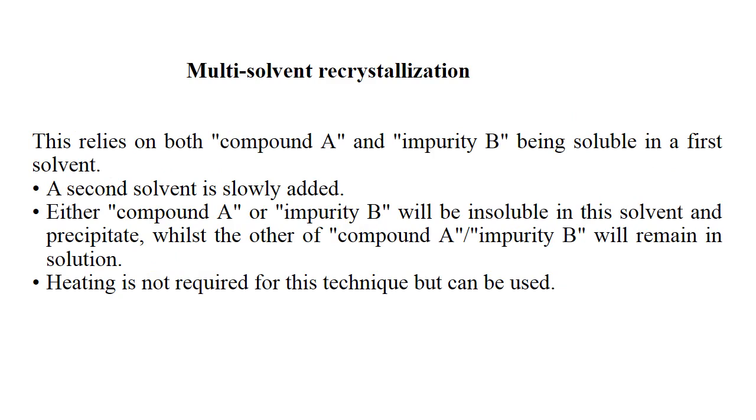Multi-solvent recrystallization. In multi-solvent recrystallization, we use more than one solvent. The two solvents which are used, or more than two solvents. There are two possibilities which will be discussed here. This relies on both compound A and impurity B being soluble in a first solvent. The method is the same as above, but where two or more solvents are used. The second solvent is slowly added. Either compound A or impurity B will be insoluble in this solvent and precipitate, while the other will remain in solution. Heating is not required for this technique, but can be used.